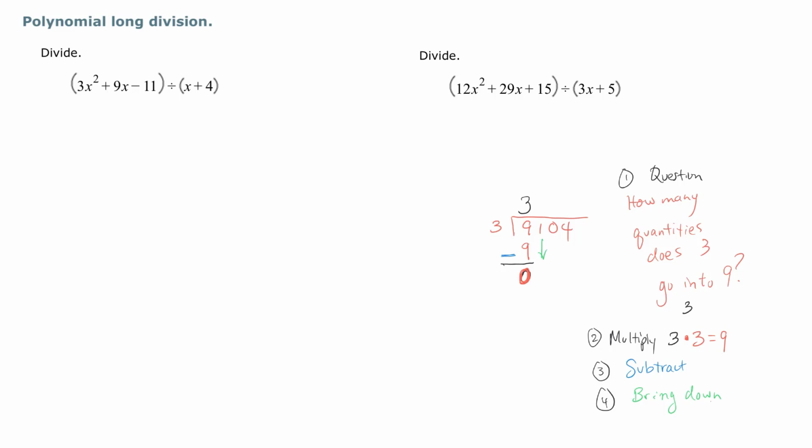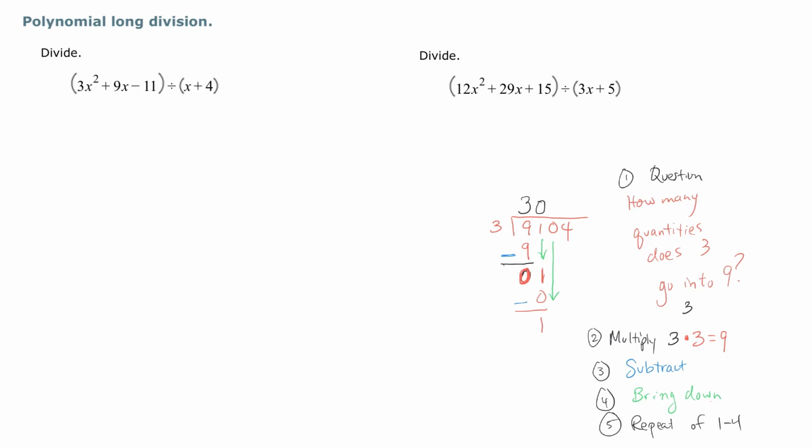And when you bring down the 1, then you go back to the question, about how many quantities does 3 go into 1? And that would be 0 quantities. And then you start all over again. So 5, if you get to 5, you're doing a repeat of 1 through 4. And then you multiply, of course, and then you subtract. And then you get 1, and then you bring down.